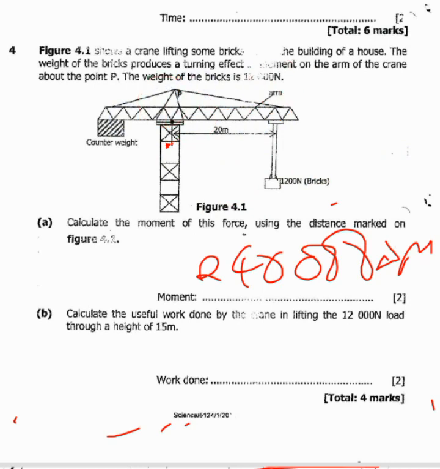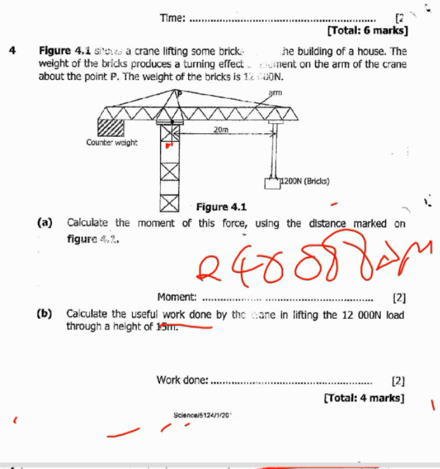The second one is saying, calculate the useful work done by the crane in the lifting of the 12,000 newtons load through a height of 15 meters. So here we're talking about work done. By definition, work done is the product of the force and the distance moved in the direction of the force. So we're able to see the difference between the moment and the work done. For work done, the distance should be moved in the direction of the force. Okay, we need to understand that. So that justifies what work done is.